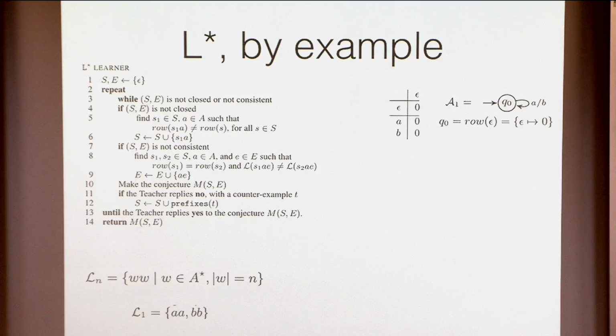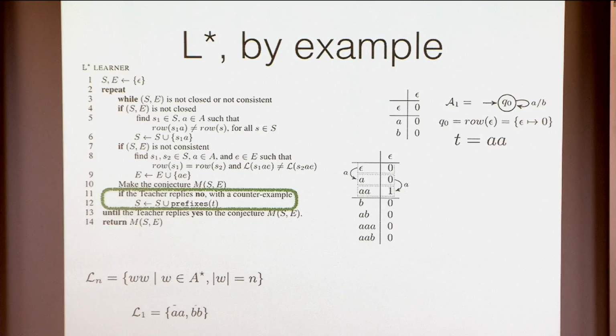And the teacher will say no, because AA should be in the language, and it's not in the language you gave me. So then what do I do? The algorithm tells me if the teacher replies no, gives you a counterexample, T, and you should extend your relevant words with T and all its prefixes. So the algorithm makes no assumption about the length of the counterexample. So the teacher could give you any counterexample. In this case, there's only 2 that she can give.